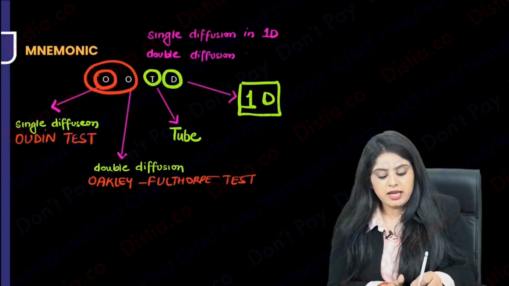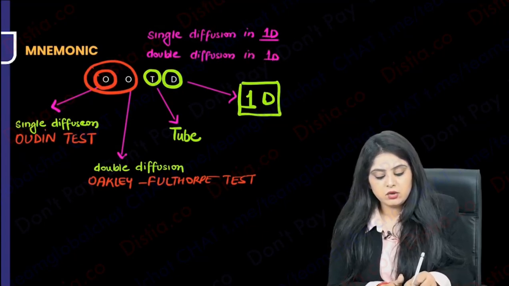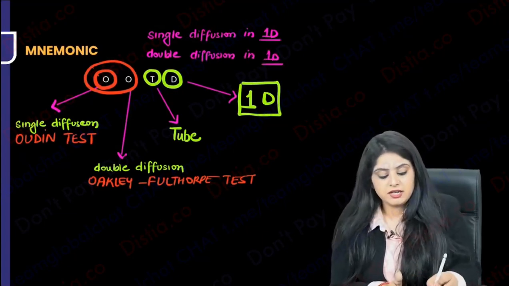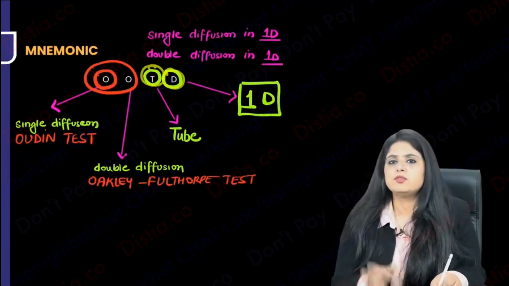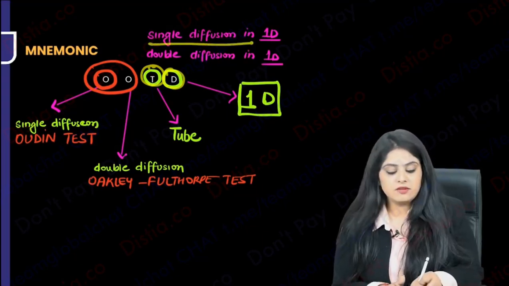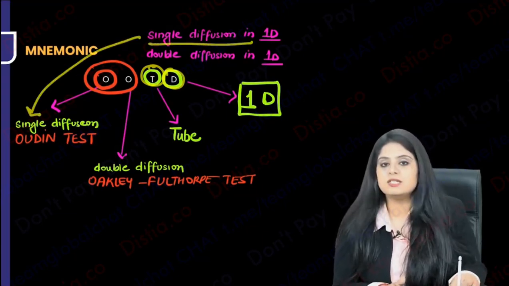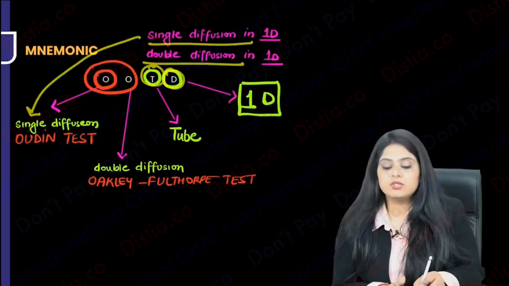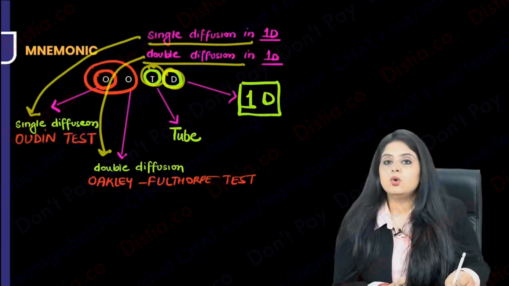And you'll be like, okay, hang on. As soon as I know that they're talking about one dimension, you'll say, one dimension means they're talking about the test tube. They've asked me about the OOTD mnemonic. So if they've asked me single diffusion in one dimension, I will mark Auden test. If they've said double diffusion in one dimension, I will mark Oakley-Fulthorpe test.